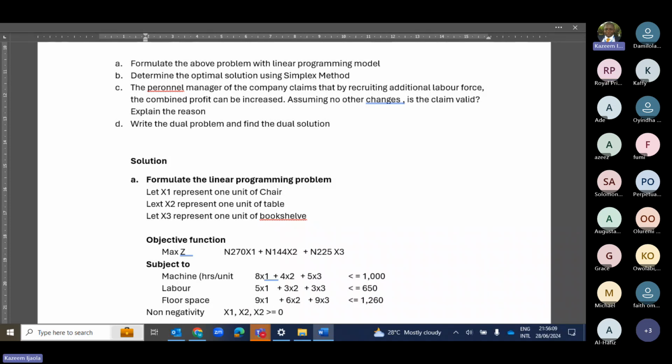So we are done with the A part. We are done with formulating the linear programming problem. The next thing we need to do is determine the optimal solution using the Simplex method.